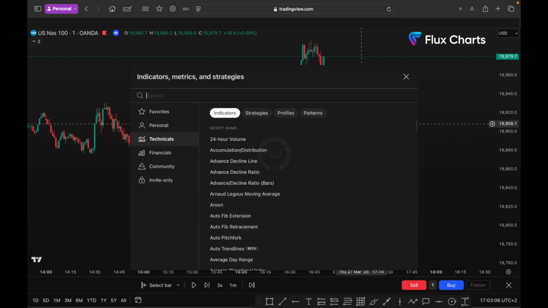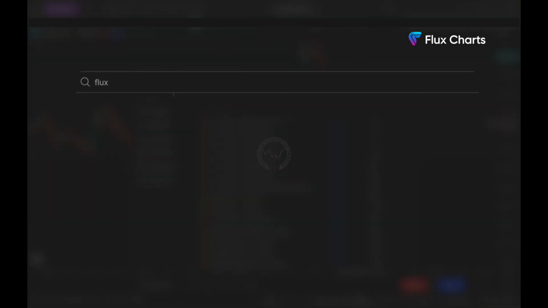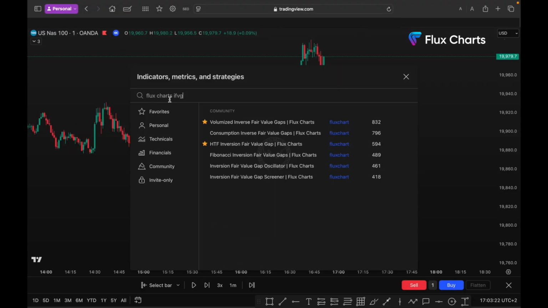All right, so you're going to go to indicators and you're going to type in Flux Charts inverse fair value gap, and you're going to choose the one right here at the top, the volumized inverse fair value gap by Flux Charts, and you're going to add it to your chart.